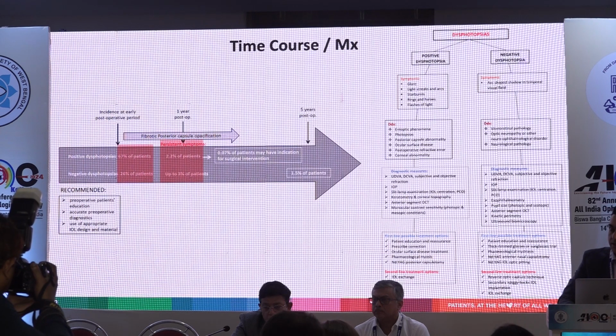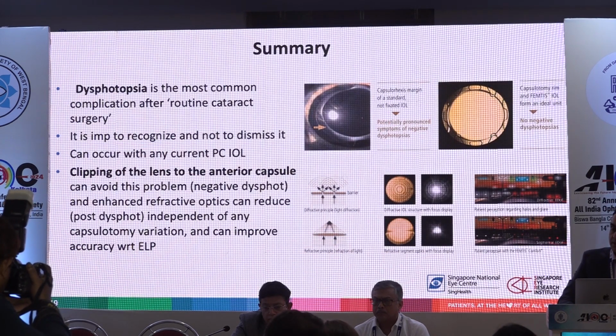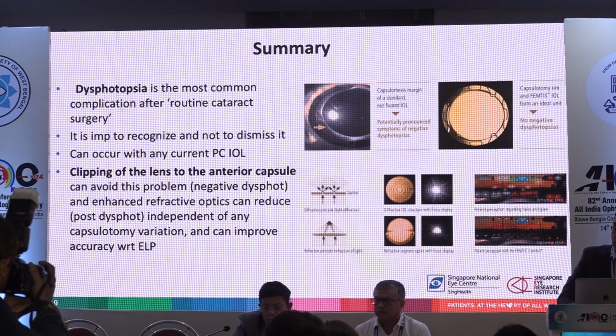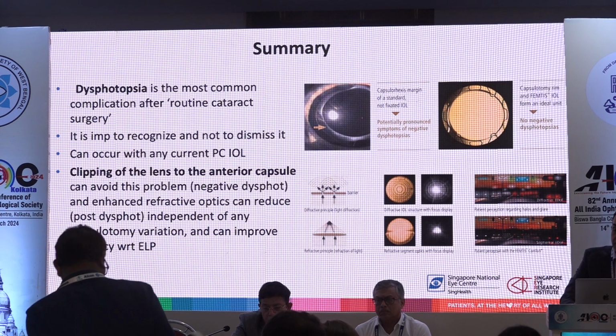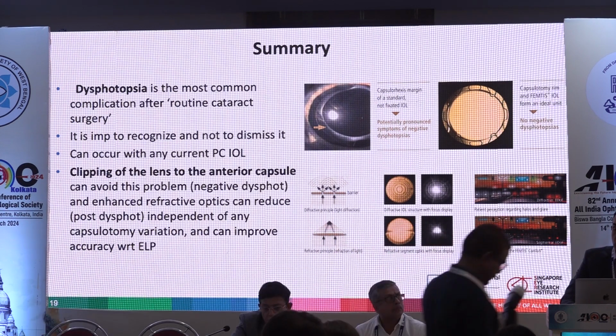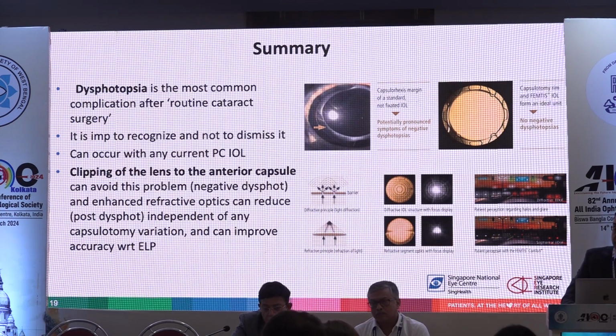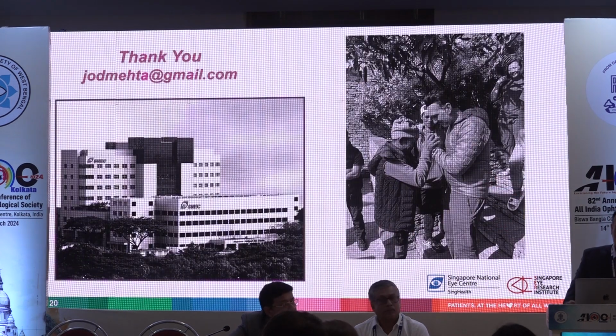We don't see many of these cases, luckily, but I think it's worthwhile acknowledging them when you see them. So in summary, dysphotopsia is the most common complication after routine cataract surgery, and it can occur with any current posterior chamber intraocular lens technology. Clipping of the lens to the anterior capsule can avoid this problem with respect to negative dysphotopsia, and the enhanced refractive optics of this lens will reduce the symptoms of positive dysphotopsia itself, independent of any capsulotomy variation, which is improved because you get accurate effective lens position. Thank you for your attention.